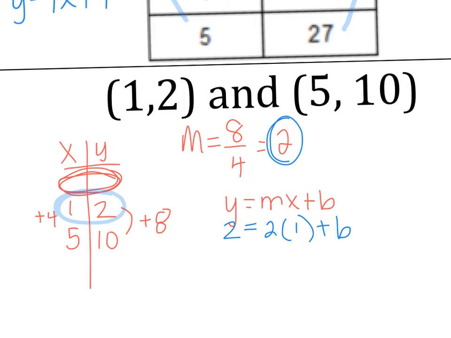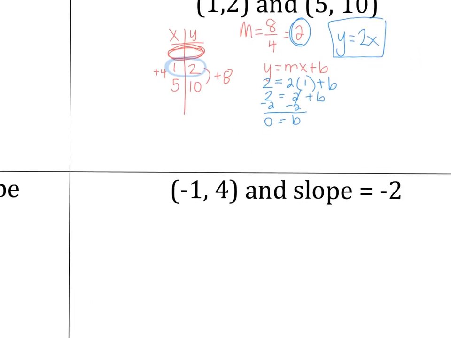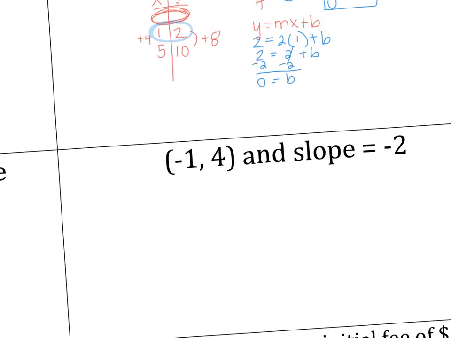So 2 times 1 is 2. And if I subtract it to the other side, b is going to end up being 0. Okay, so my equation here is y equals 2x, or I could write 2x plus 0. Okay, and that's my answer. That's it. Now, next one, we are going to take a look at a point and a slope.